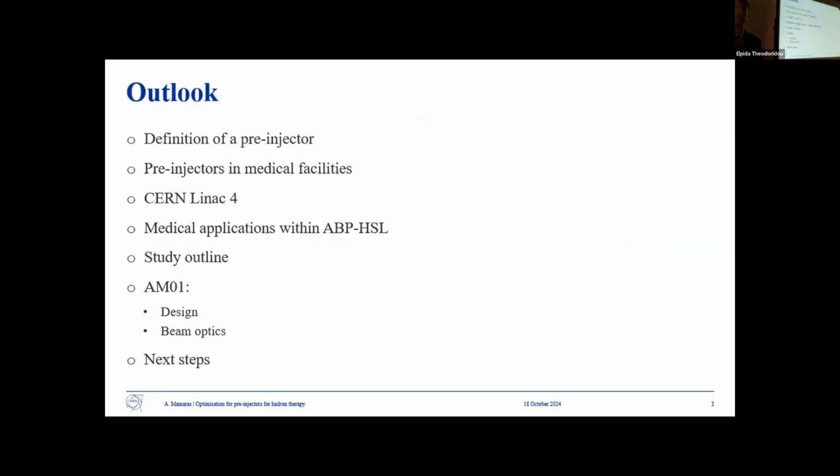I would like to start with an outline of this presentation, which includes the definition of the pre-injector LINAC and its contribution to the medical therapy and hadron therapy facilities. Then I would like to devote some time to say some words about the work that we are doing at CERN with LINAC 4, with a focus on medical applications. And then I would like to introduce you to the study outline, to the scope of this work, together, of course, with presenting the extraction system that I made, its beam dynamics results, and conclude with some future steps.